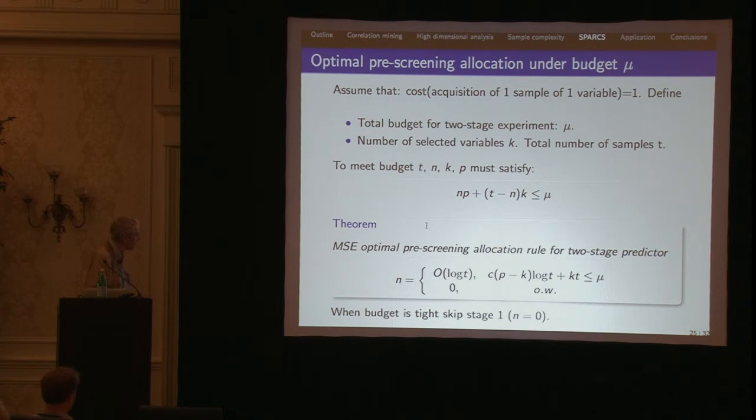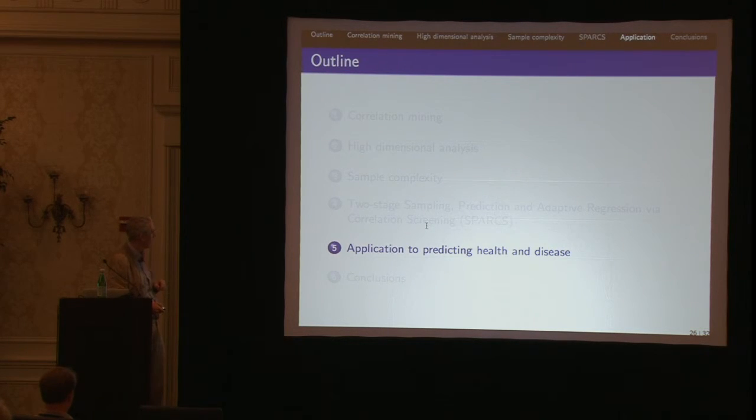So the theorem says that the number of samples you should allocate for your initial first stage screening is only on the order of log of t. This makes a lot of sense because we know that the detection probability decreases exponentially fast with the number of samples, whereas the estimation error, which is what we're actually trying to minimize in terms of the mean squared error, decreases only as 1 over n, right? So that's where you get this log t. But it says you have to allocate relatively few samples to the screening.